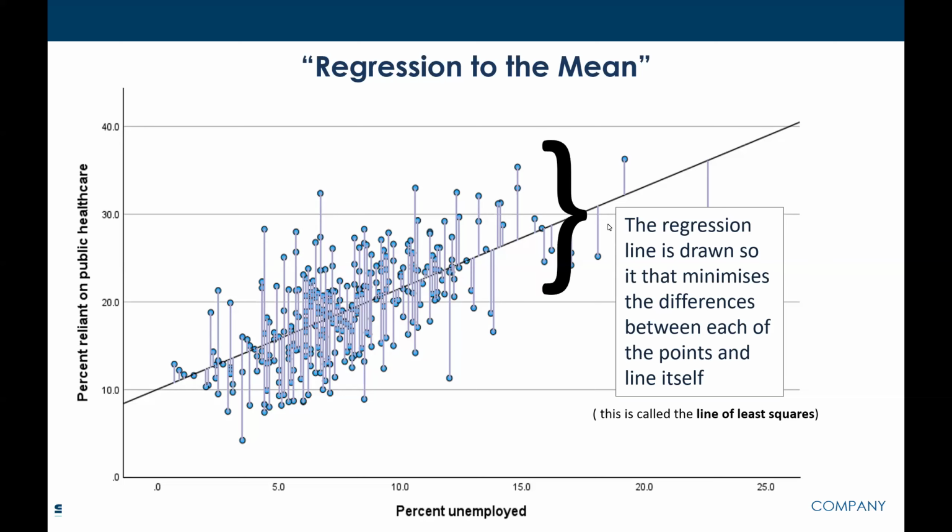And this line is literally the regression model. The formula for it is the same as the formula for a straight line. That's the concept, the idea of it. That's how it's created. It's a kind of average of the relationship between, in this case, two variables: the percent of people who are reliant on public health care, where each data point is a US county, and the percent unemployed. As we can see here, the higher the unemployed percentage, the larger the percentage of people who are reliant on public health care.